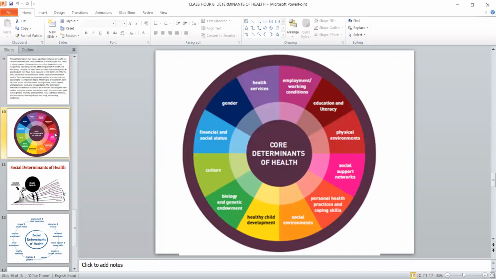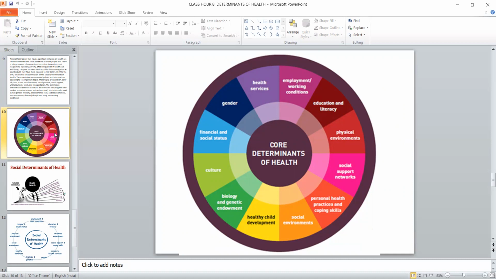So this particular flow chart shows the core economic determinants of health. Number one, employment and working condition. Number two, education and literacy. Number three is physical environment. I think all these things I have just explained. The fourth one is social support network. Then personal health practices and coping skills. And the sixth one is social environment. All these things are not in our hands. Then what is in our hands is these six. It's a modifiable factor, majorly the nutrition and the lifestyle.